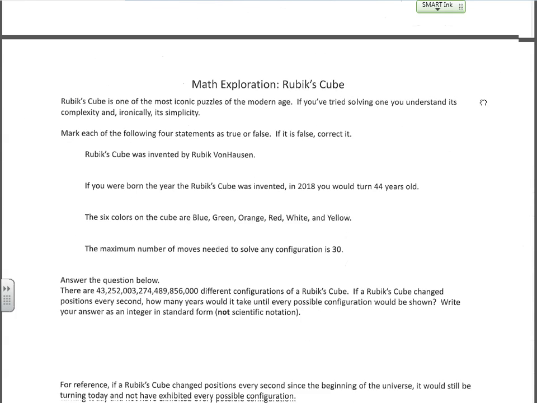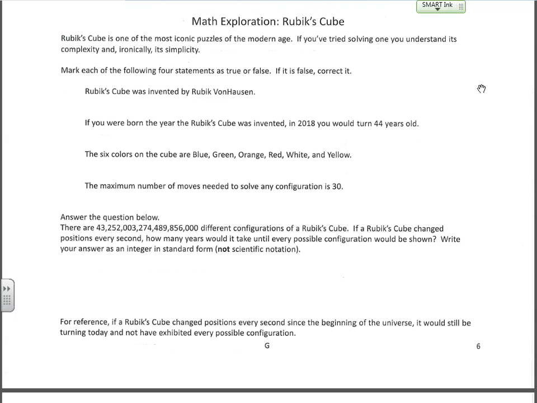Next question, math exploration, Rubik's Cube. No doubt you know what a Rubik's Cube is. I mean, it's quite possibly one of the most famous worldwide toys. If you see one lying around, you can't help but pick it up and just play with it a little bit. Okay. Rubik's Cube is one of the most iconic puzzles of the modern age.